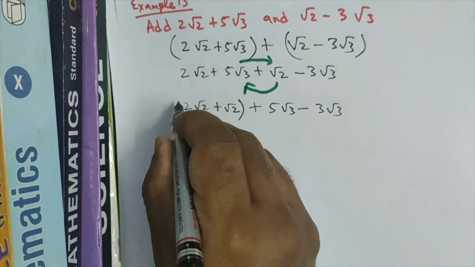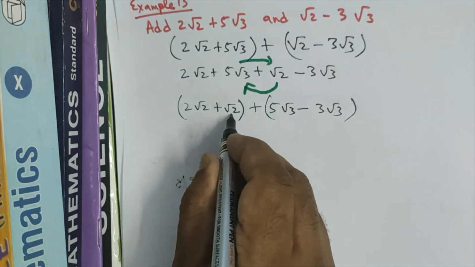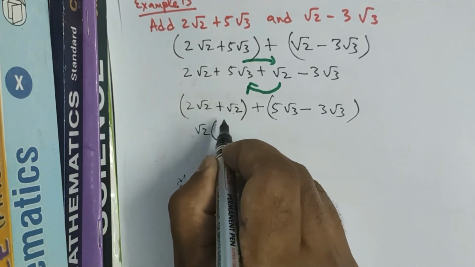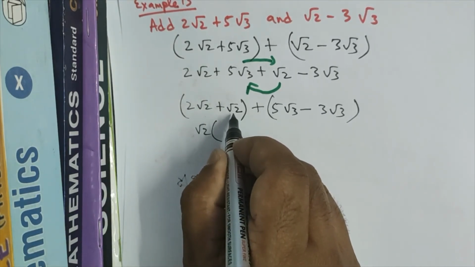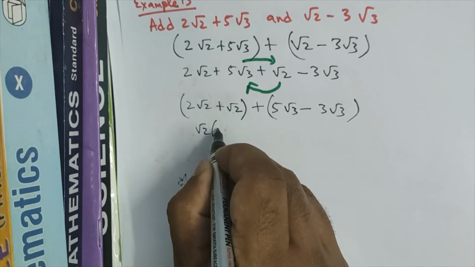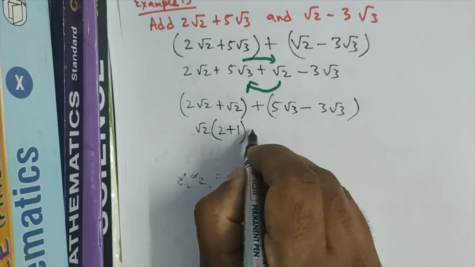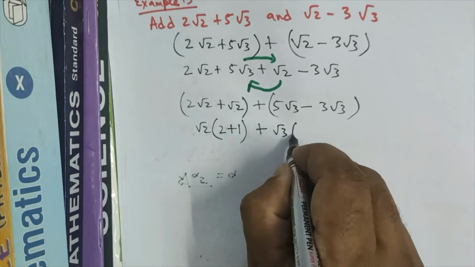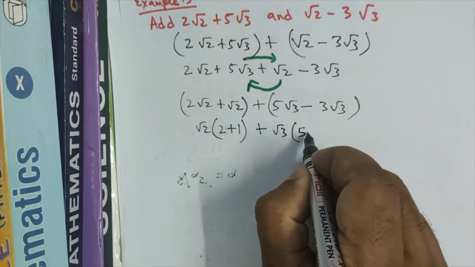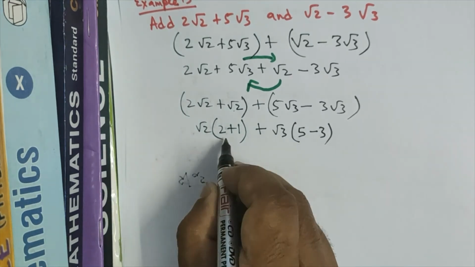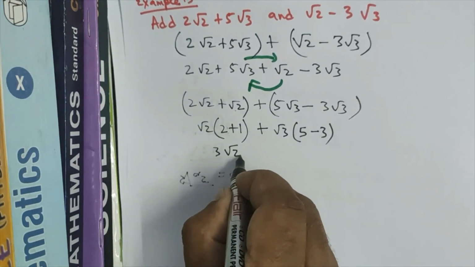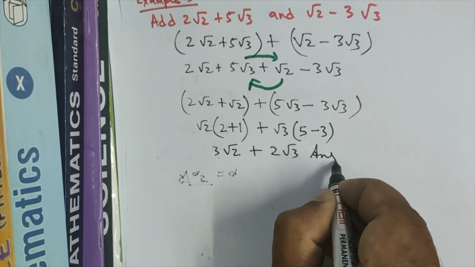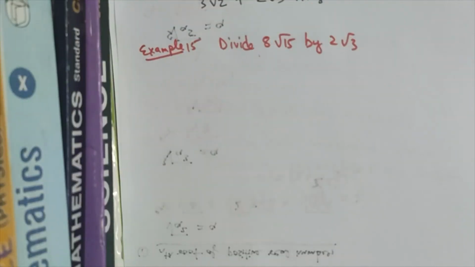So now root 2 can be taken common. Root 2 taken common, 2 root 2 plus root 2, that can also be written as 1 root 2. So here we can write it as (2 + 1) root 2 plus, here 5 root 3 minus 3 root 3, root 3 can be taken common within bracket (5 - 3). So 2 plus 1 is 3 root 2, plus 5 minus 3 is 2 root 3. That is the answer. Okay, next example.